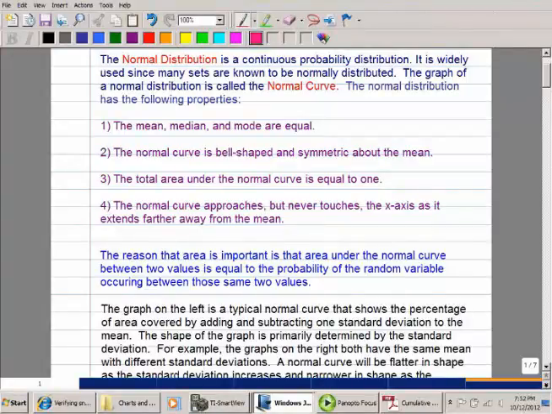Now, the reason why we care about area, why would we care about how much area is under that curve, is because area is going to be the same as probability. They're going to be equivalent. So when we're finding area under this curve, we are actually finding probability.